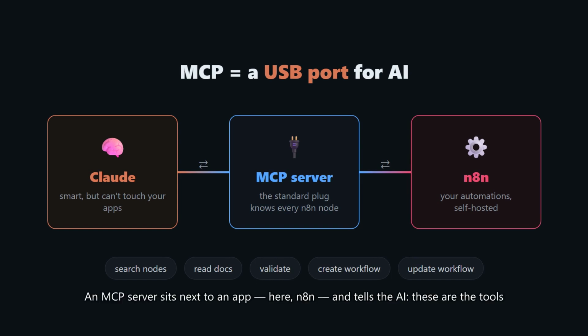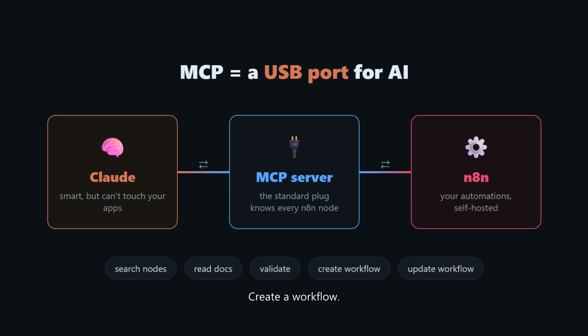An MCP server sits next to an app, here n8n, and tells the AI, these are the tools you're allowed to use. Read a workflow. Create a workflow. Check the documentation for a node. And because it's a standard, the same idea works for hundreds of other apps.